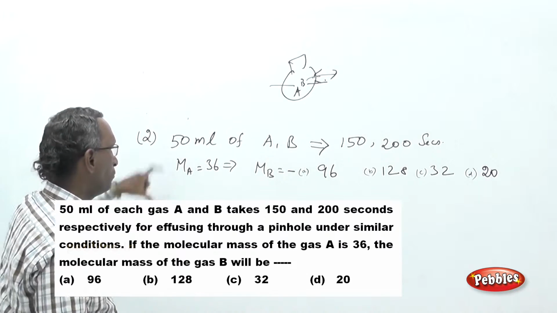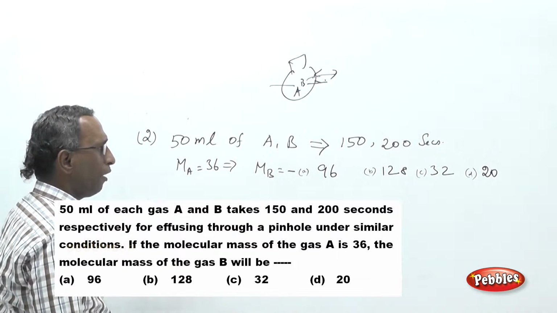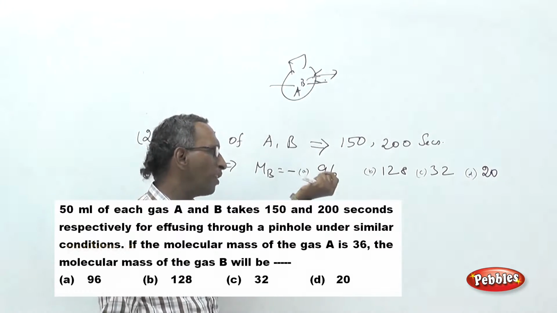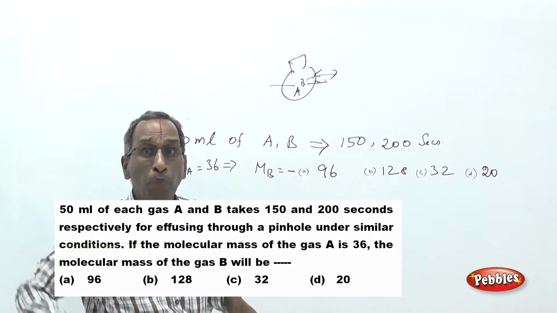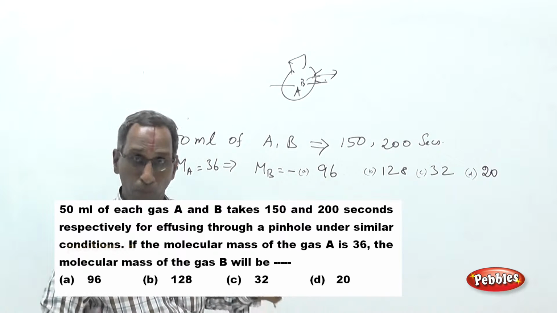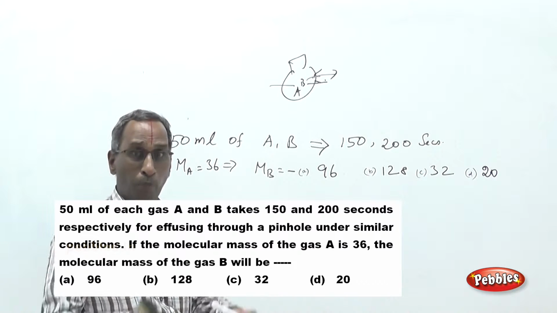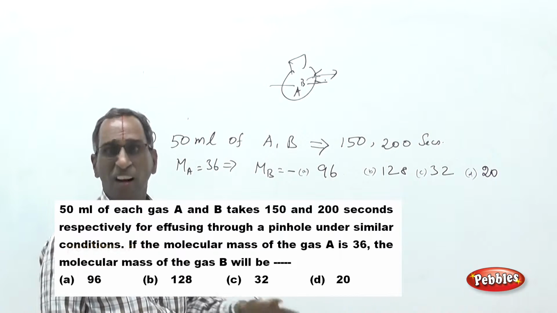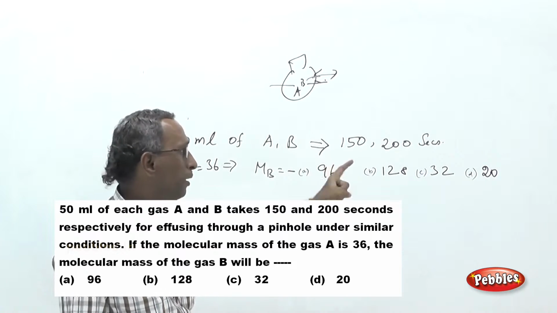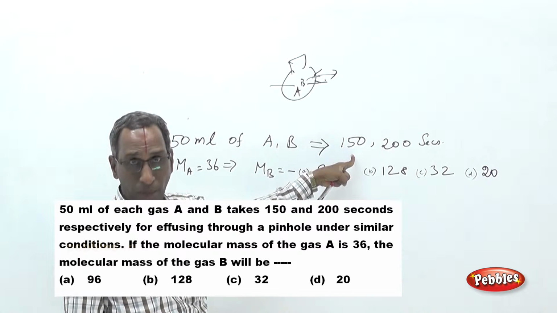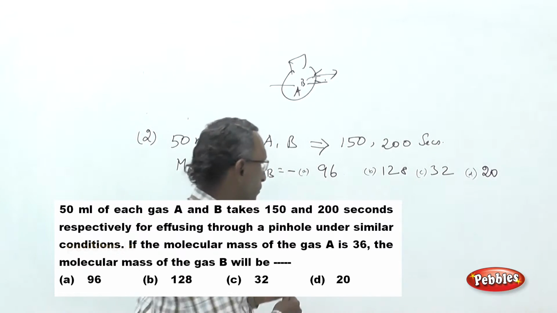Once again, two gases A and B, total volume 50 ml, are kept in a container provided with a small hole. Both gases will escape, but both will not escape equally. That is to be noted. Lighter gas will move faster, heavier gas will move slower, or a gas with better affinity will move faster. There are different conditions, so we don't know the parameters; it is just mentioned as A and B. A takes 150 seconds to escape, whereas B takes 200 seconds.